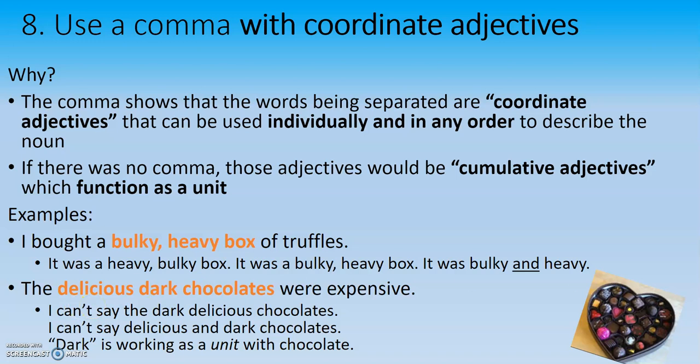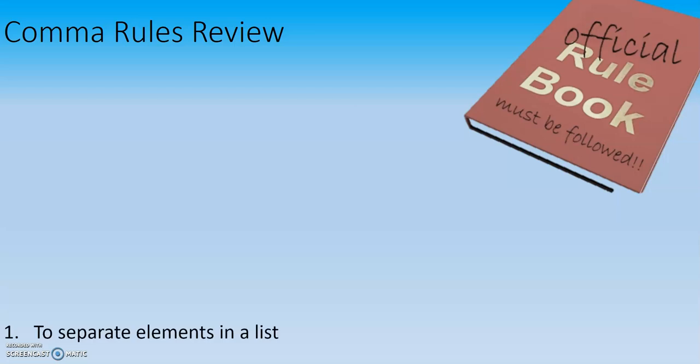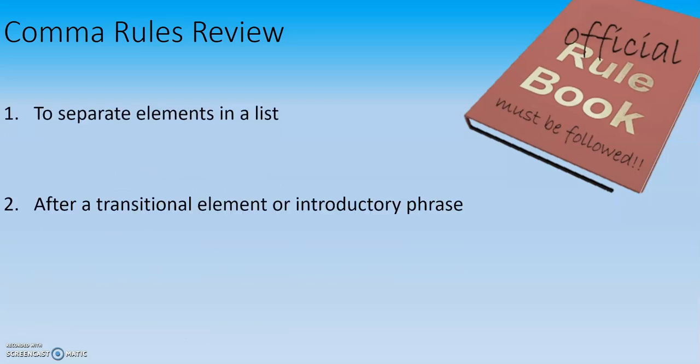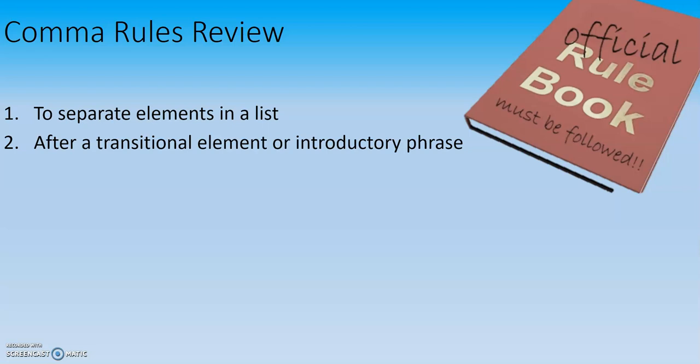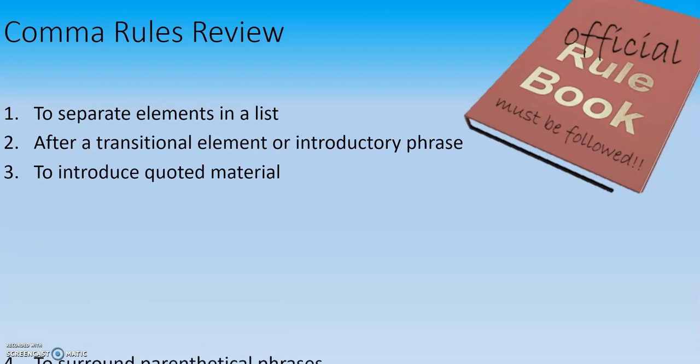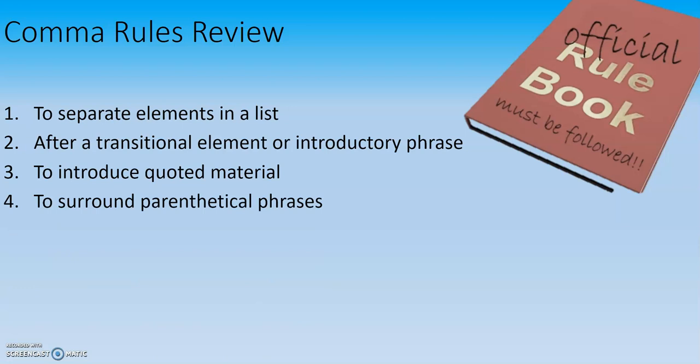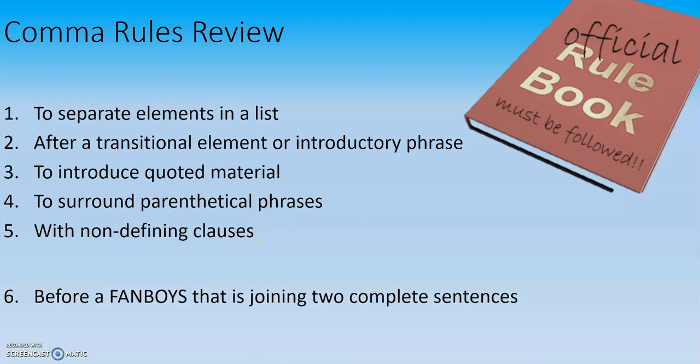All right, here's a quick review. So when do we use commas? To separate elements in a list when you've got 3 or more. After a transitional element or an introductory phrase. To introduce quoted material, so after a signal phrase that introduces quoted material. To surround parenthetical phrases, in other words, to surround interrupter phrases or extra information phrases. With non-defining clauses, which you can think of even as a parenthetical phrase.